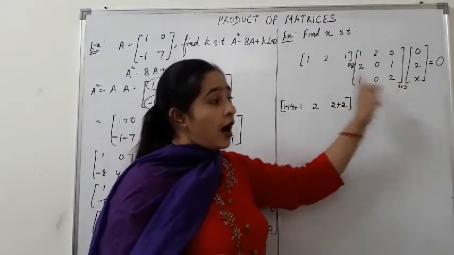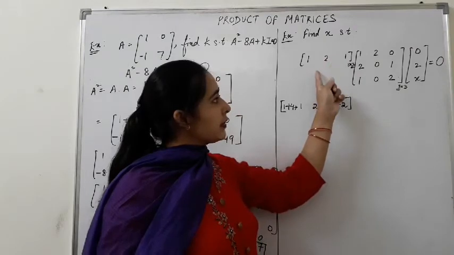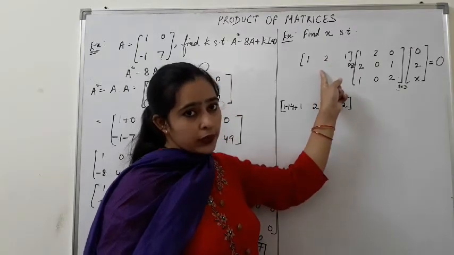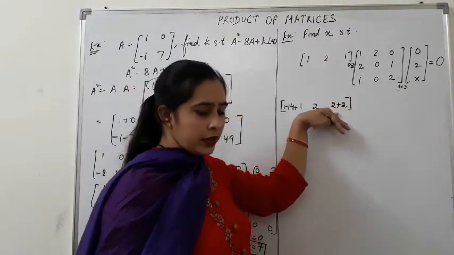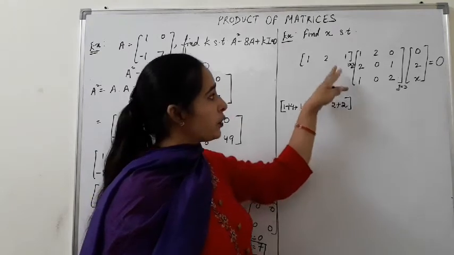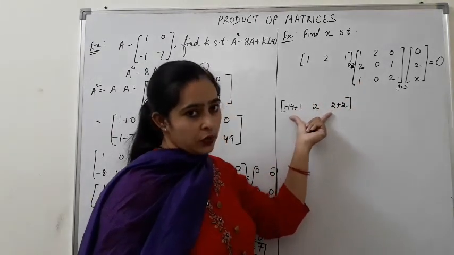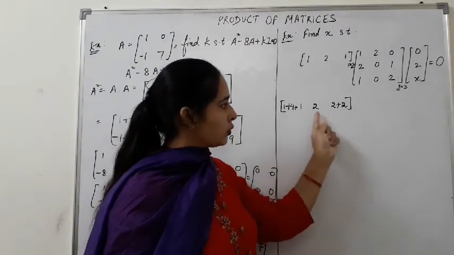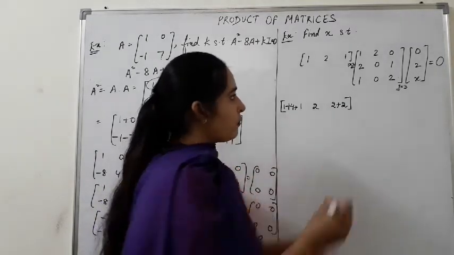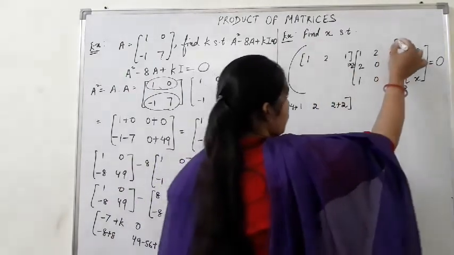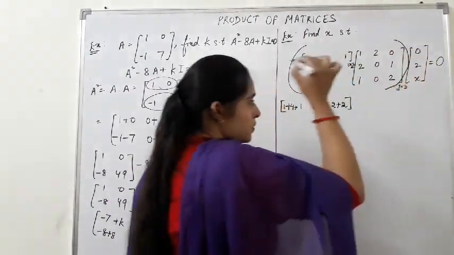Next was R2 C1, but there is only one row. That means we have to stop here, and you can see that the product of these two matrices, which is here, is of order 1 by 3. There is one row and 3 columns. So we have found the product of these two matrices.